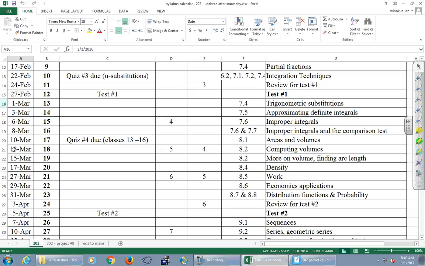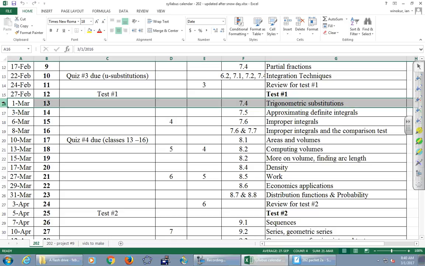So I have a couple of things to say about the test, but we'll wait for a few more folks to trickle in. Let's just go ahead and jump in, and then we'll come back and talk about the test for a minute. So today is class number 13.